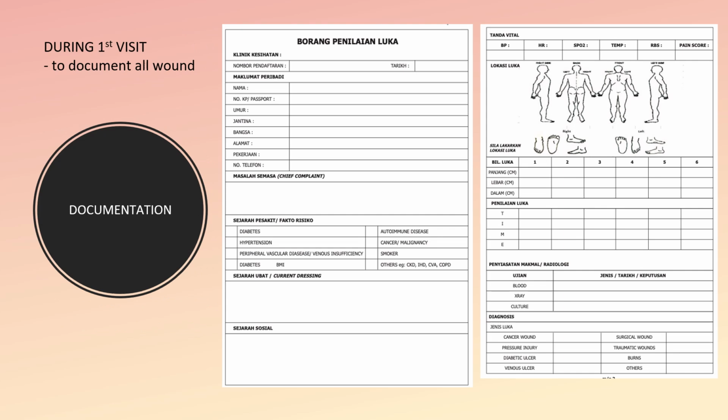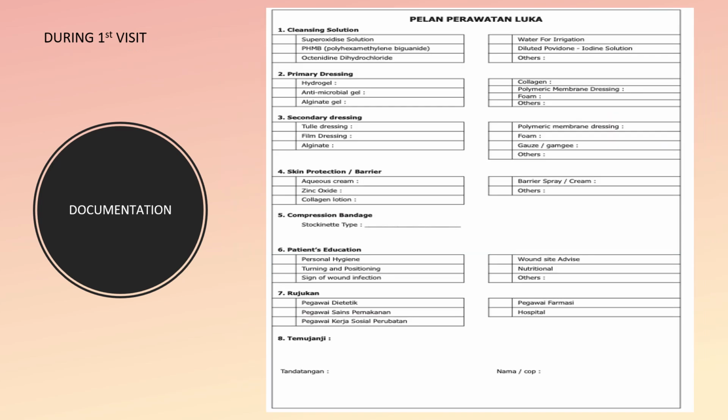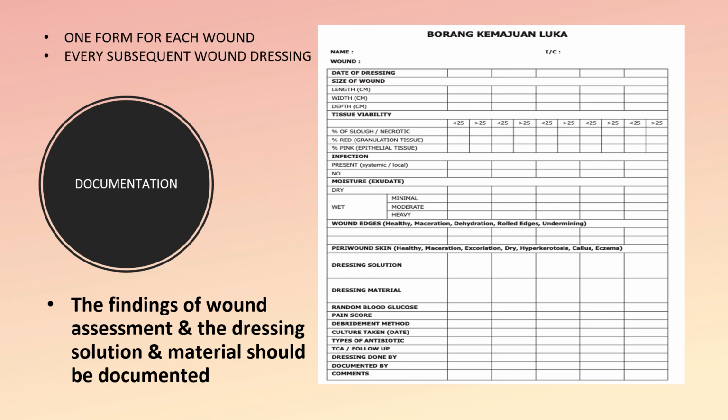During the first visit, we should document all our findings using this wound assessment form as shown in this slide. Next, the wound assessment is followed by a wound management plan, which we can document in this form as shown in this slide. Remember, one form for each wound. The wound progress form should be filled in every subsequent wound dressing. The findings of wound assessment and the dressing solution and material should be documented properly.